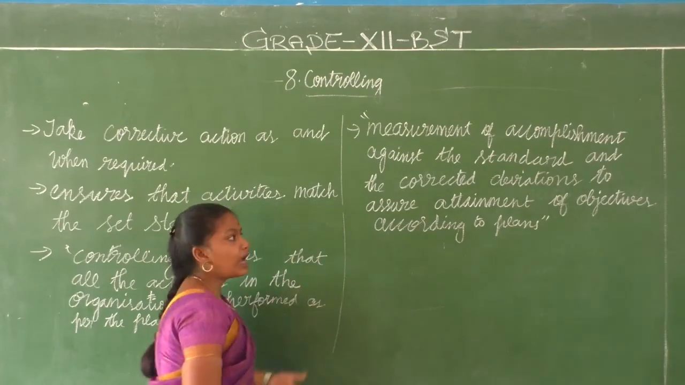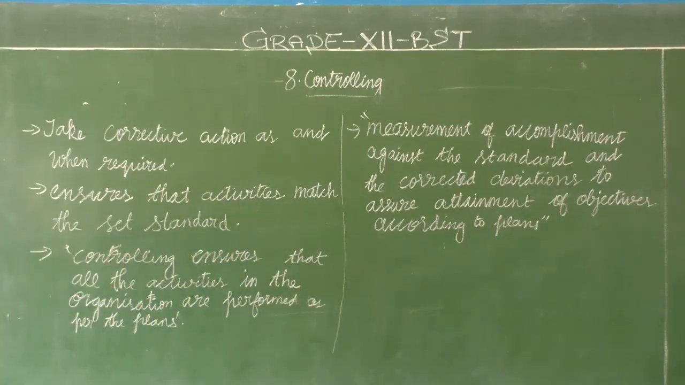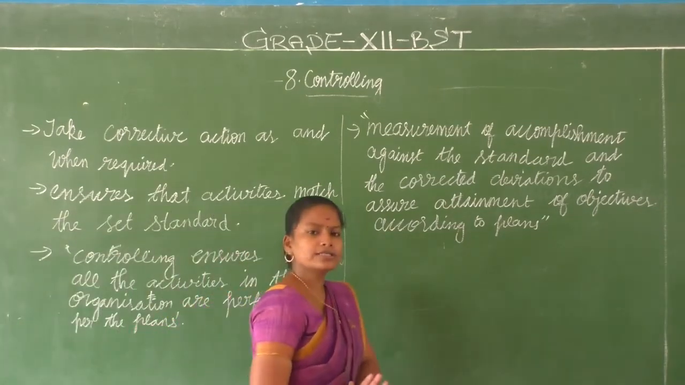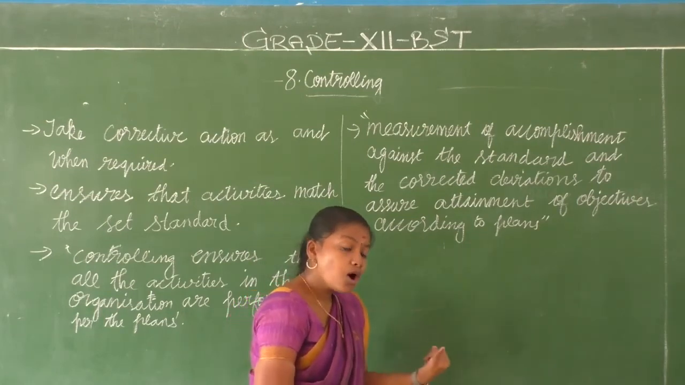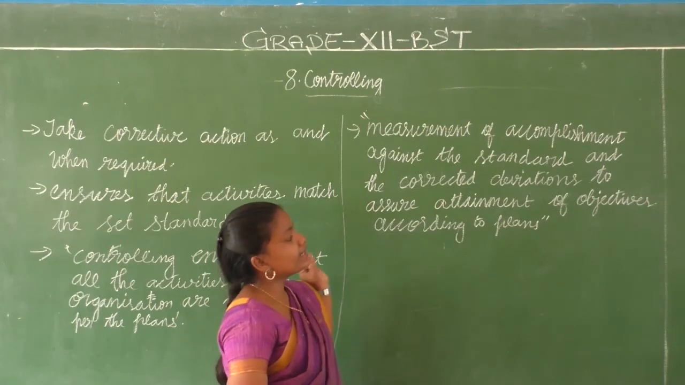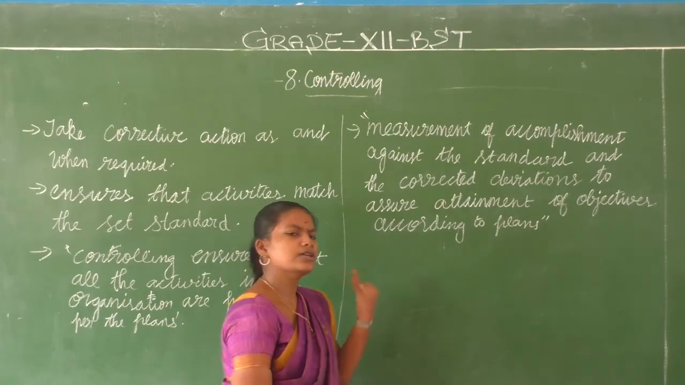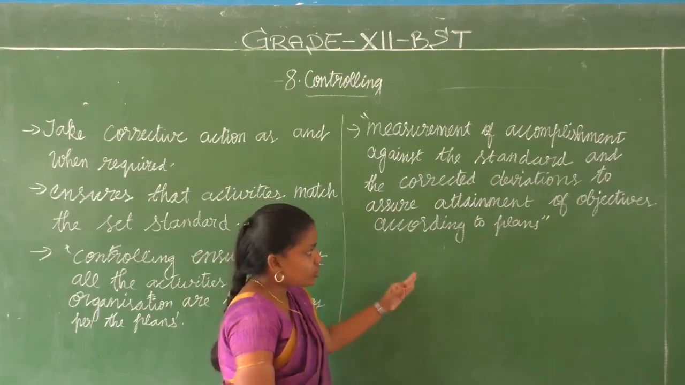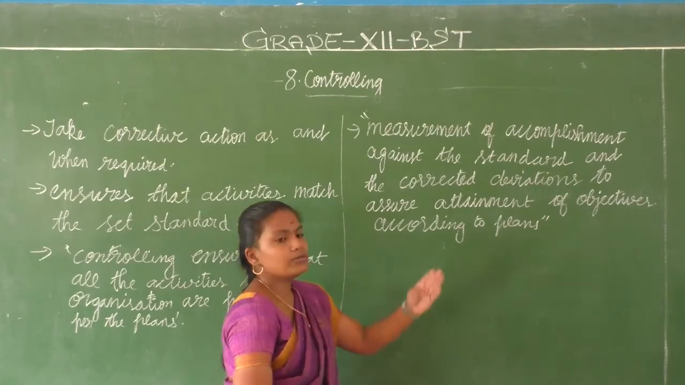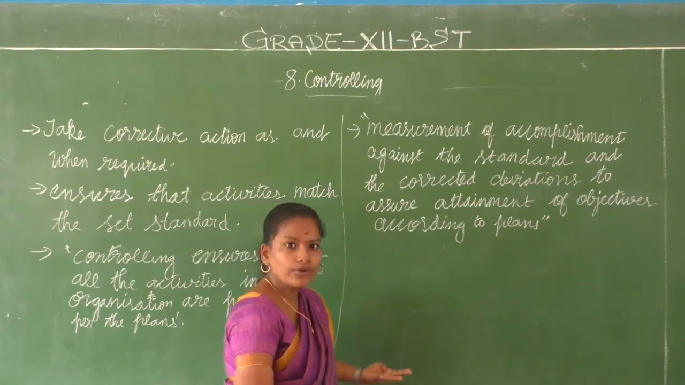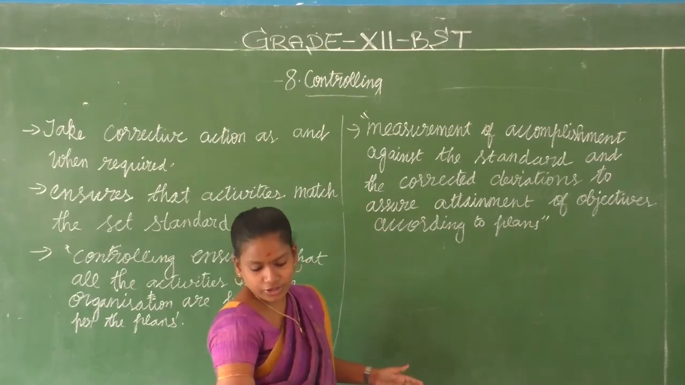So if they ask you to define control or controlling, this should be your answer. Okay children, so how do you do it? What is controlling process? It is the measure of accomplishment, right? Against what? Against the standard and the corrected deviations. Why should we measure this? To assure attainment of objectives upon what? According to plans. So if you answer these 4 questions, you get the definition.